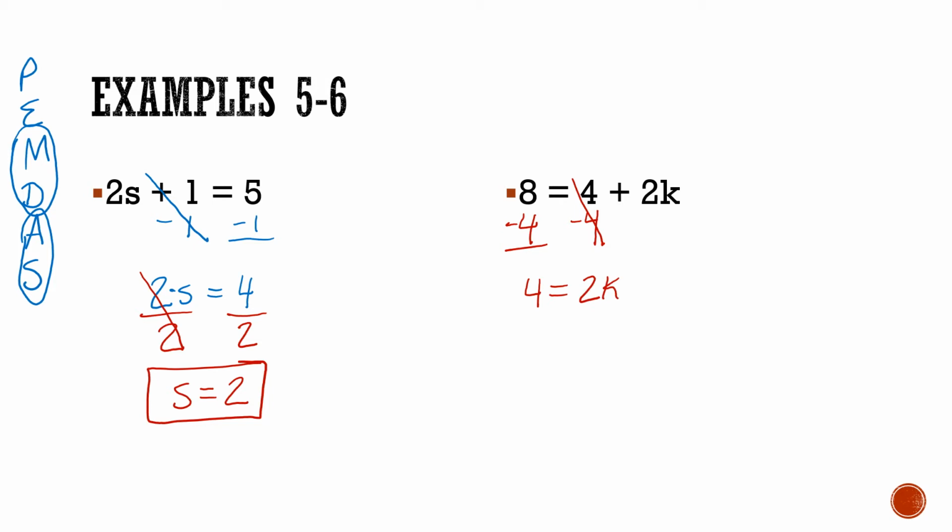Remember that 2k means 2 times k, so we're going to divide by 2. Those cancel. We're going to divide by 2 on this side of our equation. So 4 divided by 2 gives us 2. And you can write that as k equals 2.